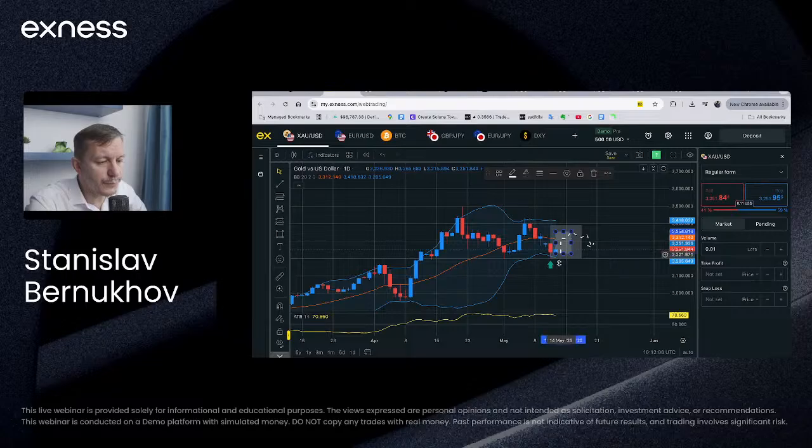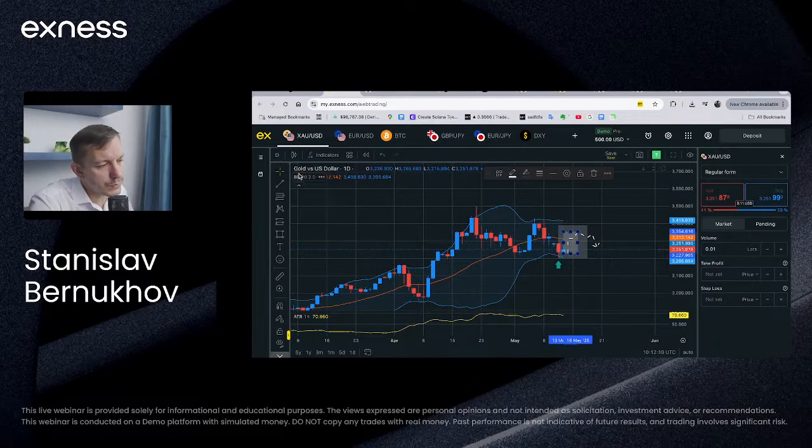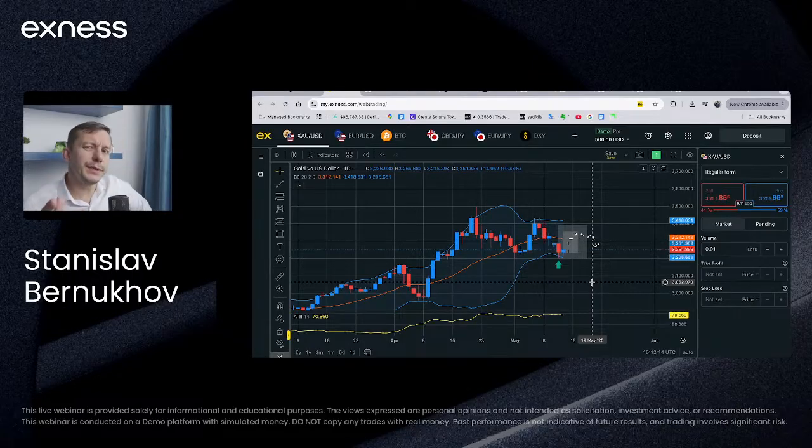But as for gold, I will probably be looking for a long trade this week. Though it's not that obvious, because you're going against the flow, right? If you buy gold, you're going against the flow. The flow still is the American dollar. So if I had to prefer something in this market, I would probably buy the American dollar versus the yen.